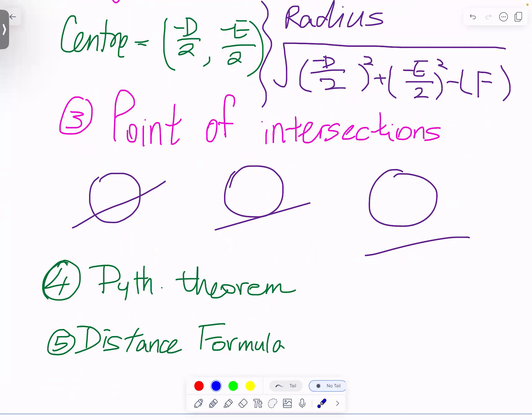Here, you will see that the straight line is cutting at 2 points. Here, the straight line is just cutting at 1 point. That's called tangent if there's just 1 point. And here, the straight line is not even touching it. Then if the question asks how many intersecting points are there between one straight line and one circle, how do I do that?